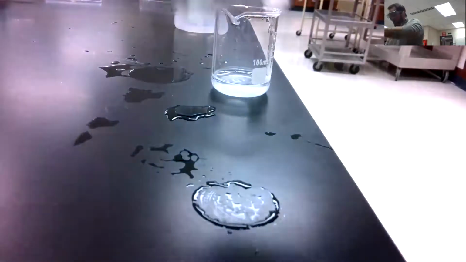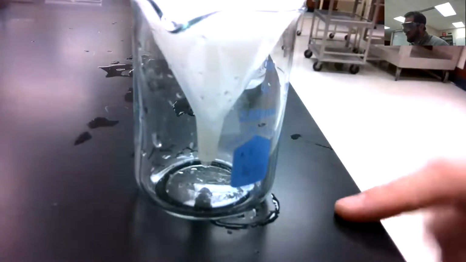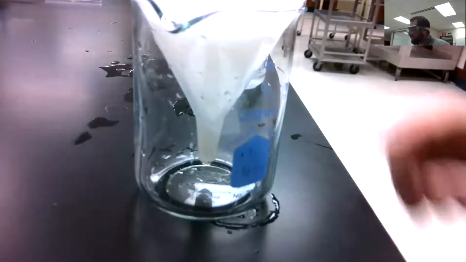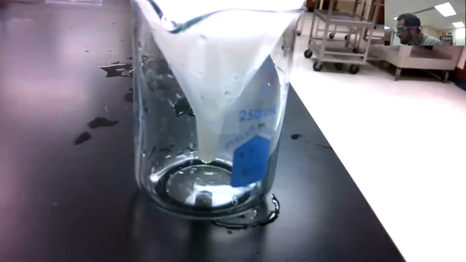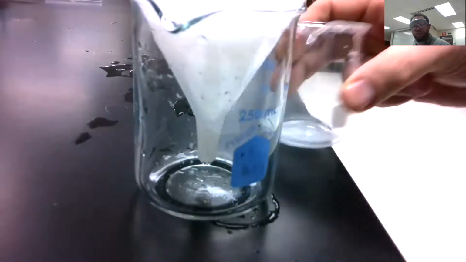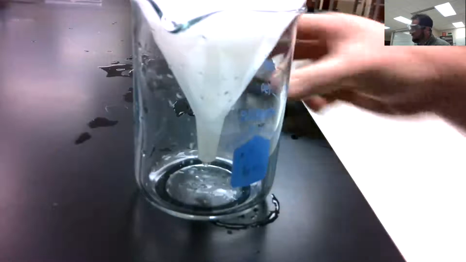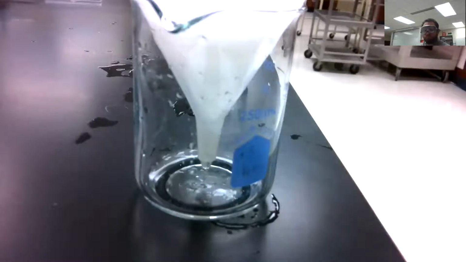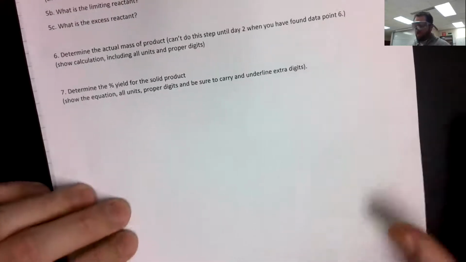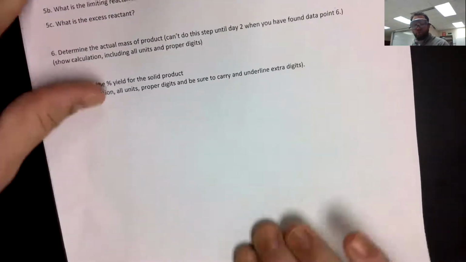Cool. A little more room for my funnel to continue to drip. Getting close to the end here. And again, while we're kind of waiting on all that to happen, you guys have a balanced chemical reaction at this point. Now it's on to question 4.